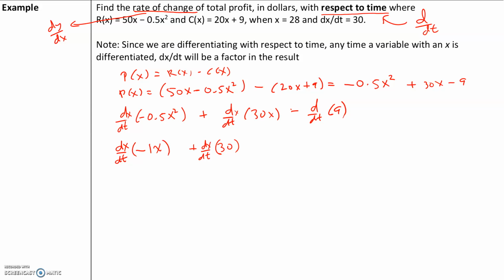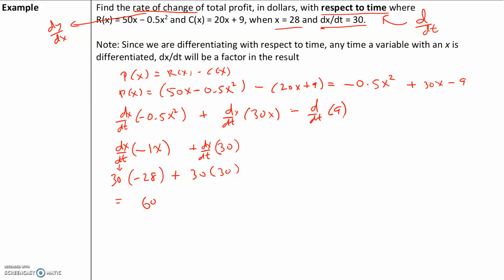So what do we want to do? We want to find the rate of change when x equals 28 and dx dt is equal to 30. So now we're going to plug this in. dx dt is equal to 30. So x is changing at a rate of 30 with respect to time. So we're going to replace the dx dt with 30 and replace the x with 28. So negative 1 times 28 is negative 28. dx dt once again is 30. And then here we just have times 30. That's a constant. And if we simplify this, this gives us 60.